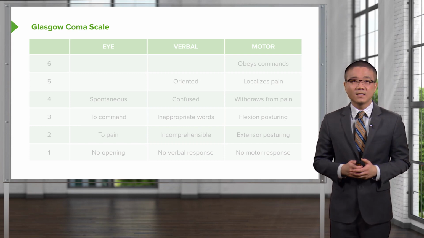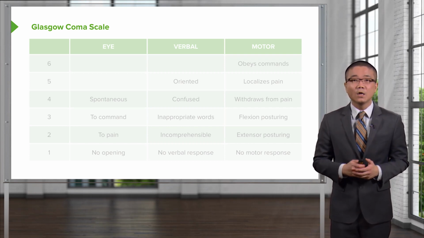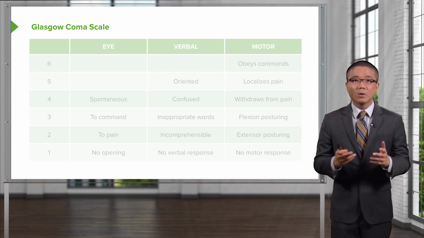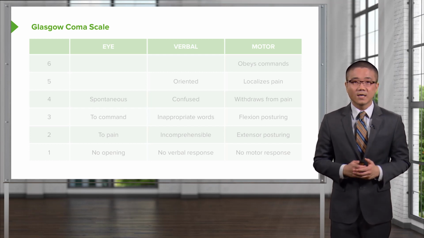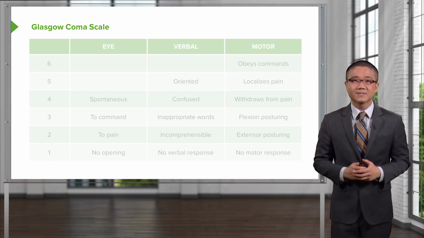Now that you've ascertained an intact airway, a breathing patient, and a patient who has intact circulation, we move to the D of disability, where we ascertain a Glasgow Coma Scale. The Glasgow Coma Scale has 3 components. It's a global assessment of the patient's neurological status.